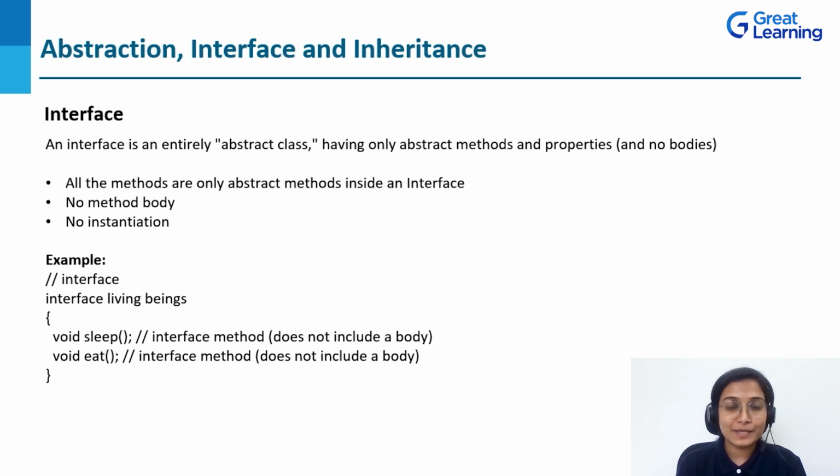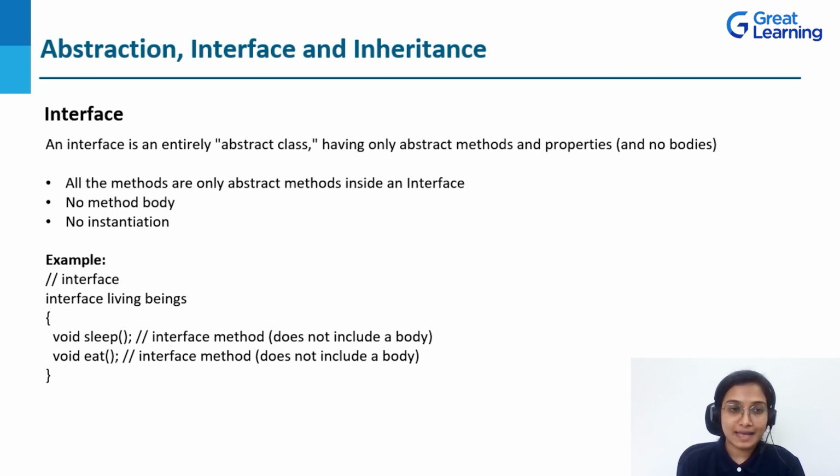So three main important things you have to remember when it comes to interface in C Sharp. The first one is all the methods are only abstract methods inside an interface. Overall it is an abstract class, and also the methods inside the class are abstract methods, and it is not having any body. There is no method body. And the last point you have to remember, no instantiation is needed here. It cannot have any instantiation, right?